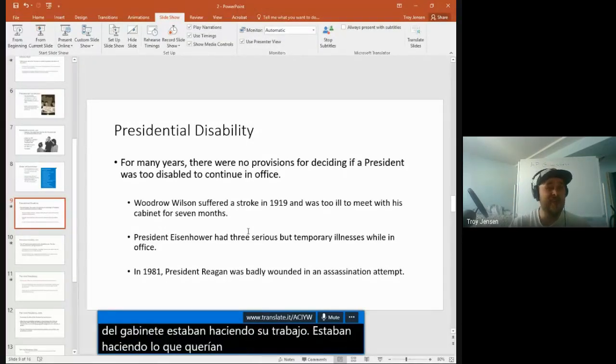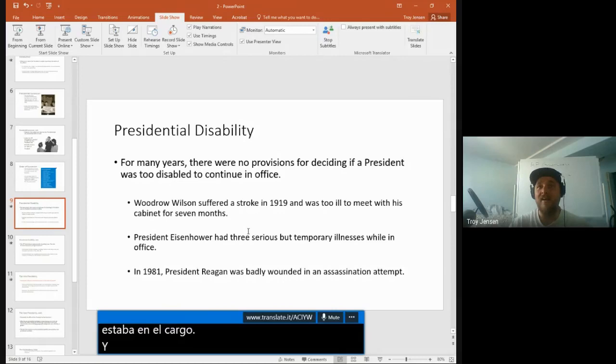Eisenhower had 3 serious but temporary illnesses while in office. And in 1981, there was an assassination attempt on Ronald Reagan. So at that time, if something were to happen, who really leads the country with a presidential disability?